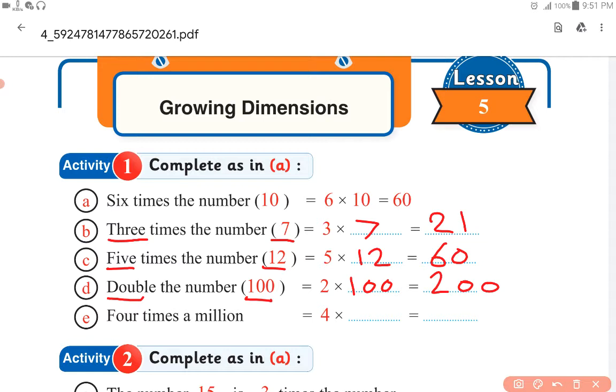بعد كده 4 times a million. Million. You will write a million. 1 and 6 zeros. 4 times a million يبقى 4 millions.